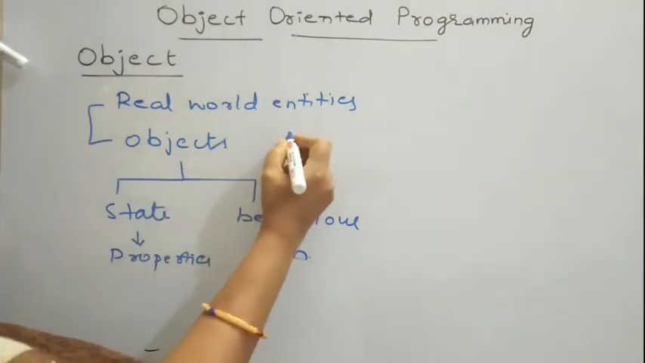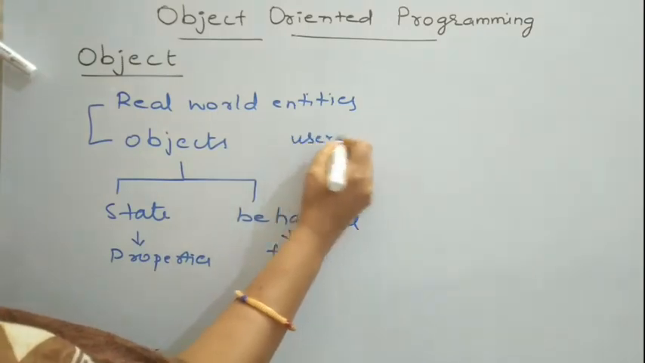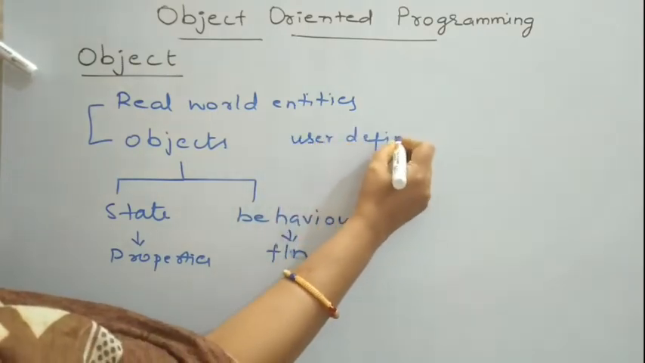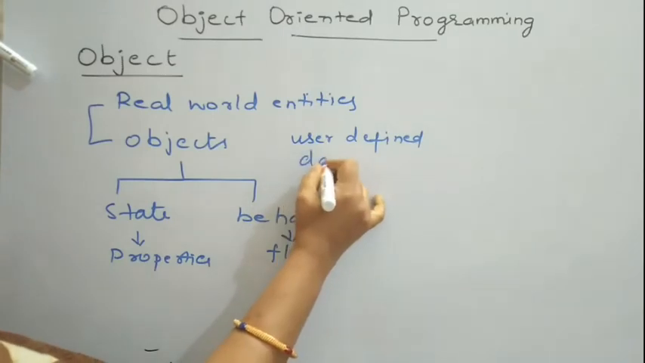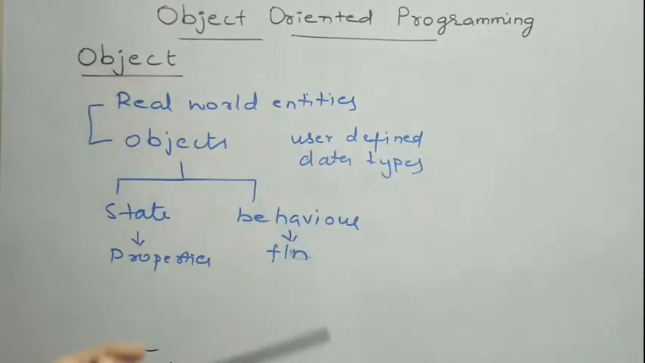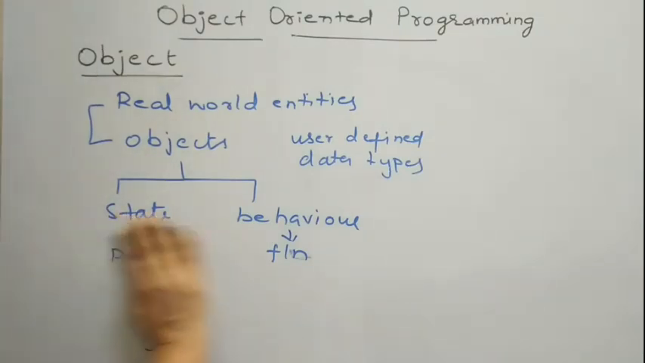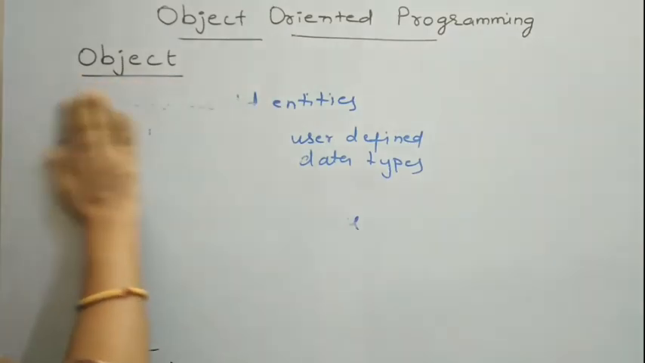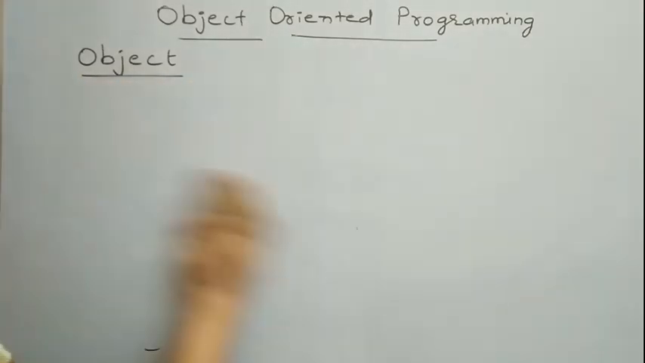Objects are otherwise called user defined data types. Then we will see an example for these objects. Real world entities are modeled as objects.